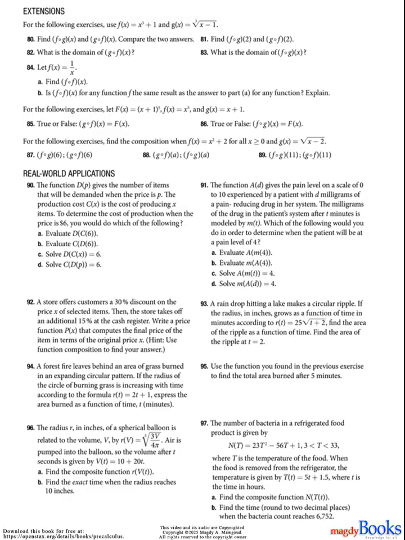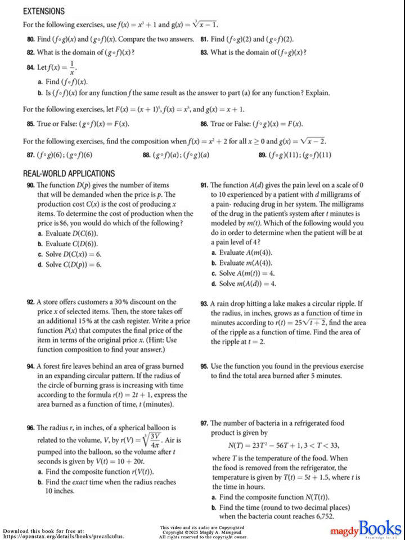92. A store offers customers a 30% discount on the price x of selected items. Then, the store takes off an additional 15% at the cash register. Write a price function P(x) that computes the final price of the item in terms of the original price x. Hint: use function composition to find your answer.